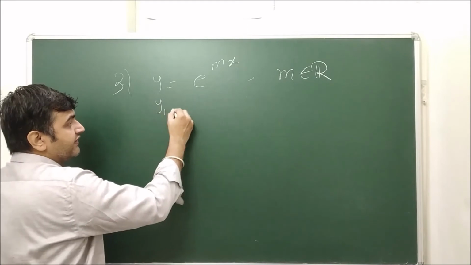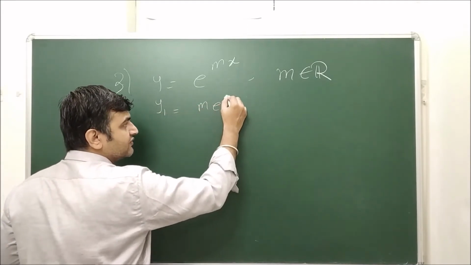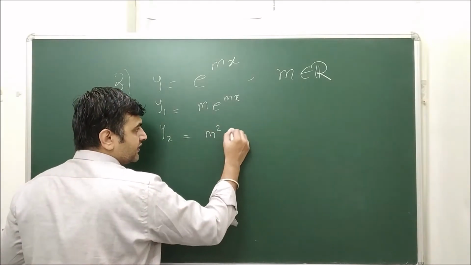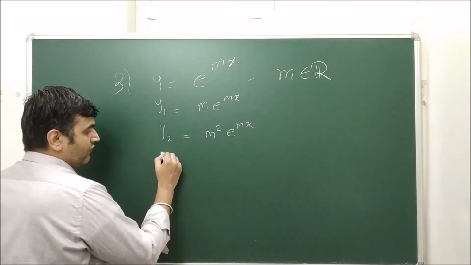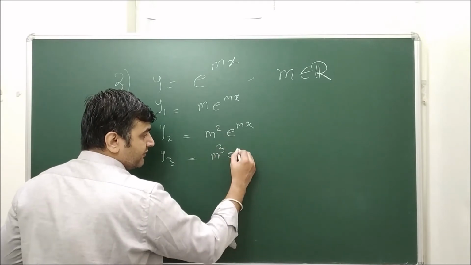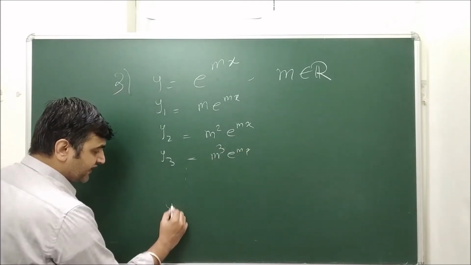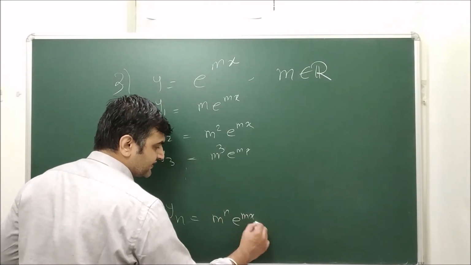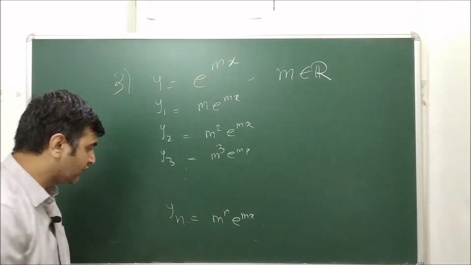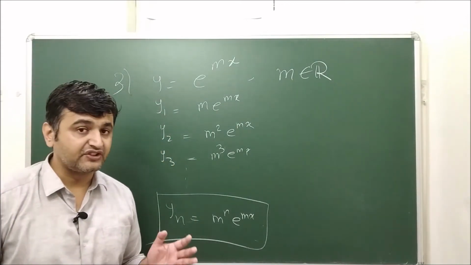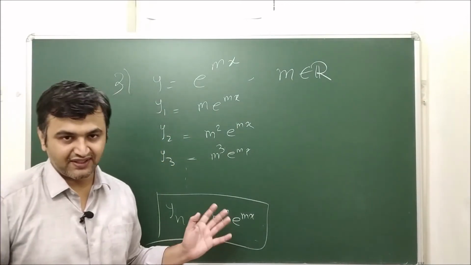What is the first derivative? It is m e raised to mx. What is the second derivative? M square e raised to mx. What is the third derivative? M cube e raised to mx. What is the nth derivative? M raised to n e raised to mx. So this is what the nth derivative of an exponential function is. Yeah, this was again a simpler one.